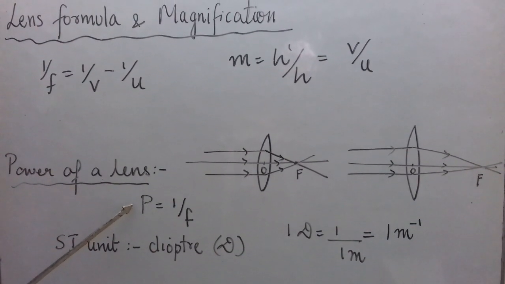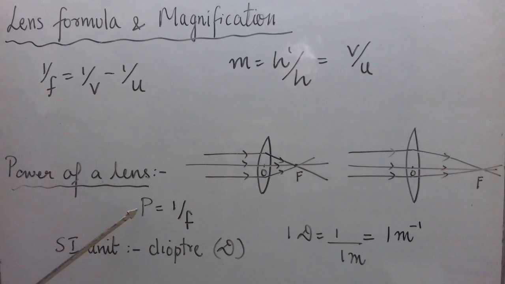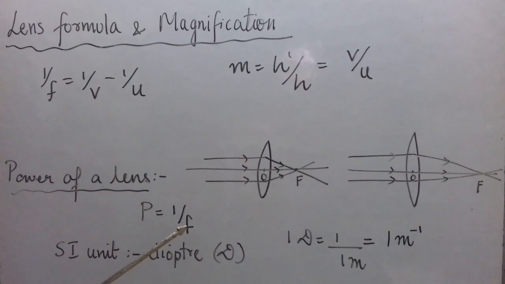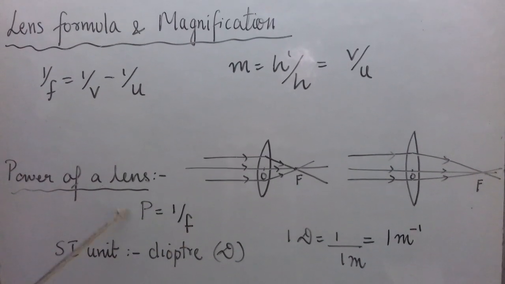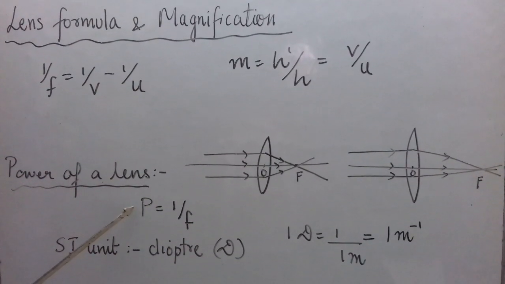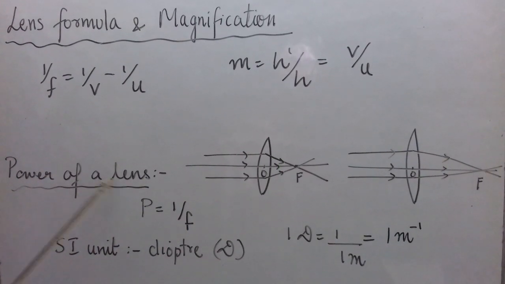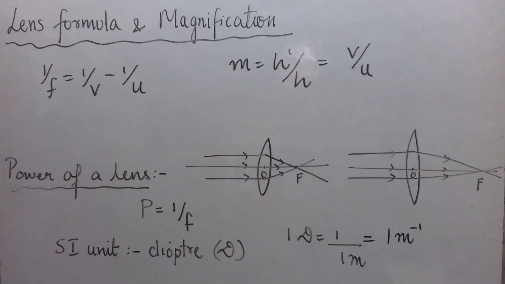So, if I say I have a lens of plus 2 diopter, it means it is a convex lens. For a concave lens, focal length is negative and power is negative. So, any lens having negative power is a concave lens, and having positive power is a convex lens. Hope you have understood this.